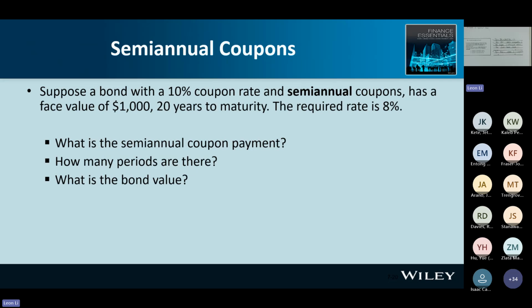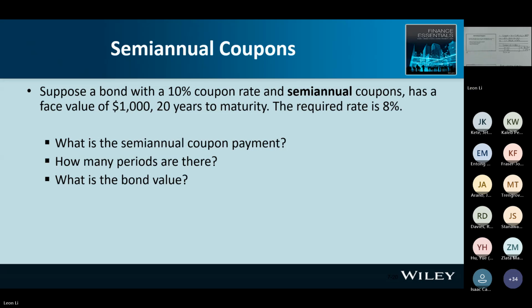All right, so let me give you the example, semi-annual coupon. A 10% coupon rate with semi-annual coupon, face value 1,000, 20 years to maturity. Required rate is 8%. So what is the semi-annual coupon payment? How many periods are there? And what is the bond value? All right. So the key is semi-annual. You have to convert your data according to the payment frequency. So let me show you how I convert the data.